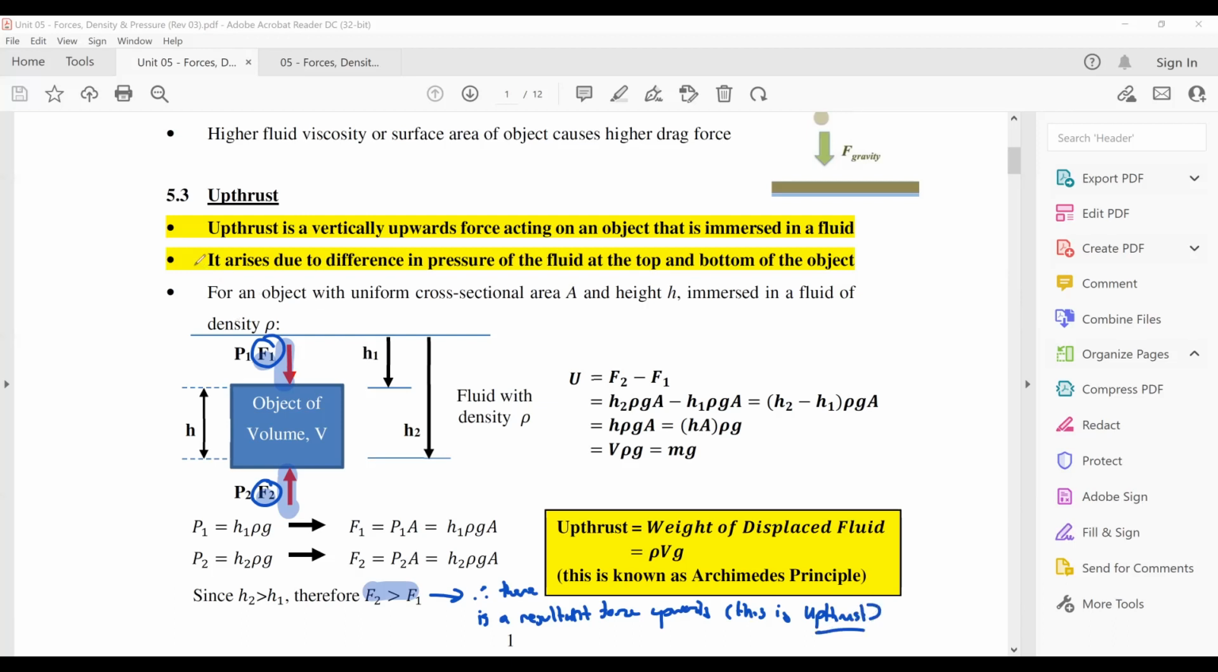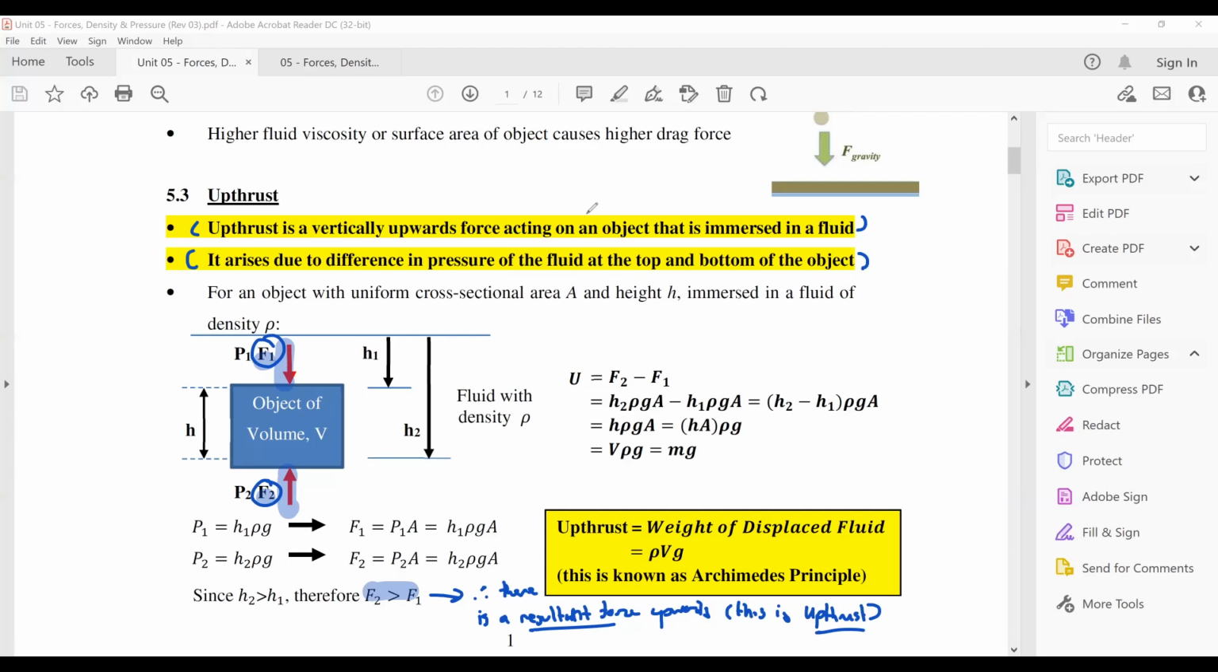Okay, that's why here we say that upthrust is the vertically upwards force acting on an object that is immersed in the fluid, which arises due to the difference in pressure of the fluid at the top and bottom of the object. The difference in pressure causes a difference in force, and the force is larger at the bottom and is acting upwards. This causes a resultant force upwards, which you know as upthrust. This is what allows an object to float. This is what makes people feel like they're lighter inside a pool. Okay, so the upthrust is actually that resultant upward force.